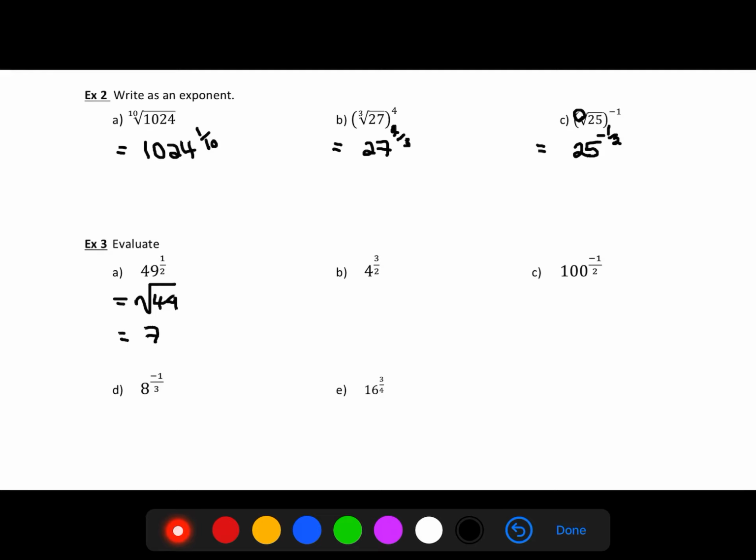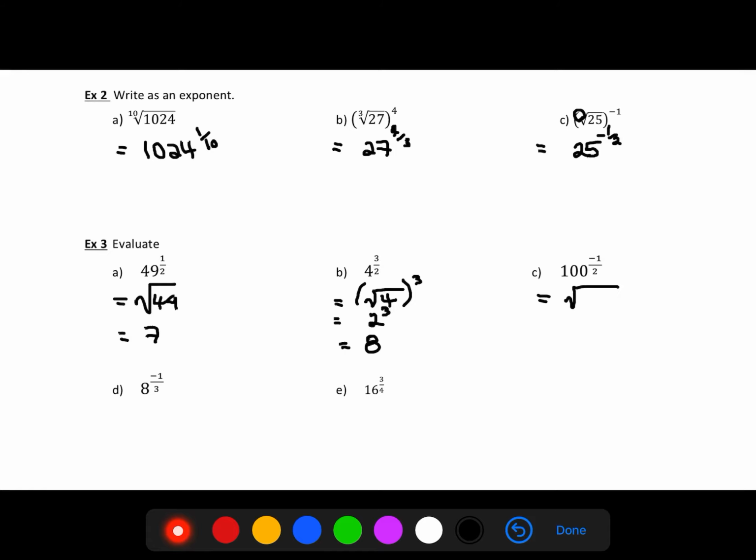For number 3, we want to evaluate. So we are going to, first of all, write it as a radical. So we're going to have the root of 49, which we know is 7. For our next one, we are going to have our 4 under a radical. It was a 2 on the bottom of the fraction, so we don't have to write that. And we have our 3 outside. So square root of 4 is 2, and now we're going to cube that. Means that we have an answer of 8.